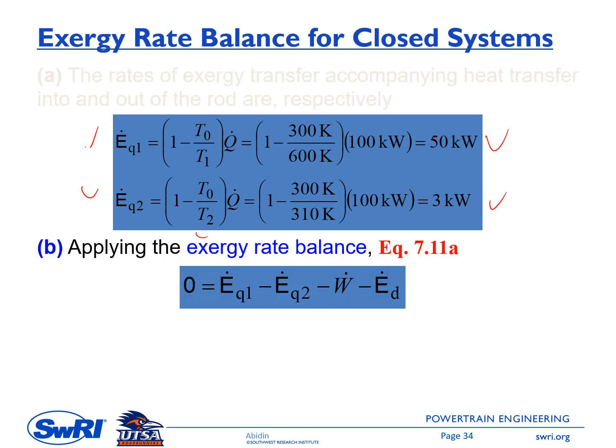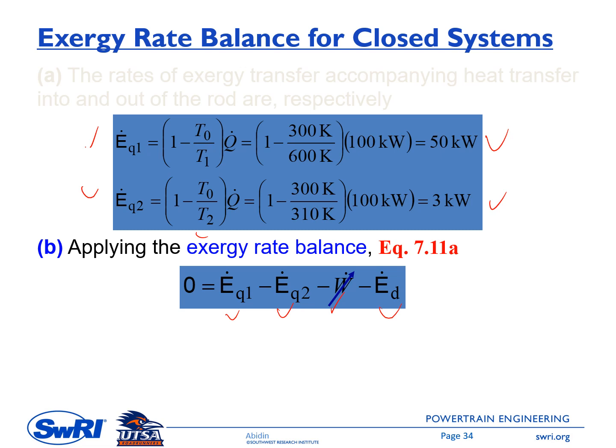And then for the next one, we can apply the exergy rate balance from equation 7.11a. Here we have 0 because this is steady state, equal to the exergy transfer accompanying heat transfer from the left, and this is the exergy transfer accompanying heat transfer leaving the rod, on the right side. And we have work, and then we have exergy destruction here.